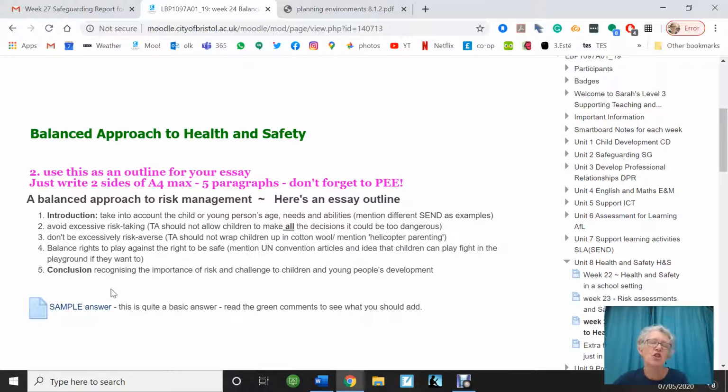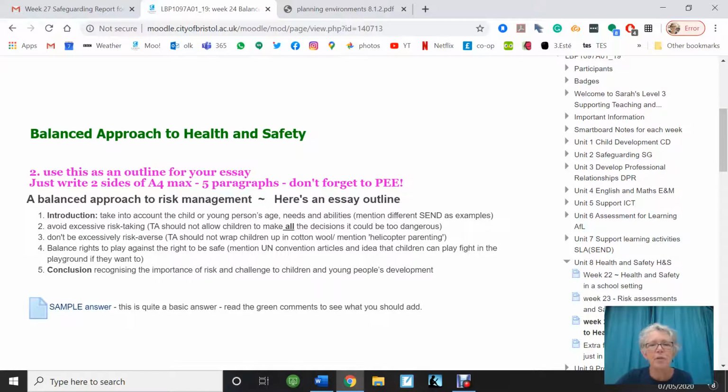And in conclusion, you can put your own opinions in here now, but you need to mention how important risk and challenge is to children to allow them to develop well. If we don't let them take risks when they're younger, when are they going to learn to take risks? Is it when they're older and they're going to be taking risks with drugs and alcohol and other much more dangerous things?